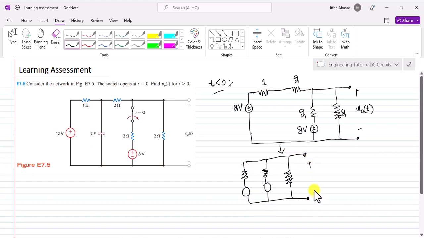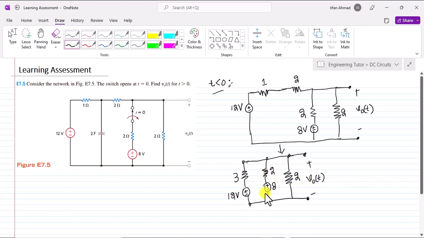This is plus minus V naught of t, this is the 2 ohm, this is again 2 ohm, plus minus 8 volts, this is the plus minus 12 volts, and 3 ohm. Okay, so that is the circuit, and what we have to do is calculate the value of V naught of t, which is across each and every branch connected in parallel here. Okay, so we have to find out the value of V naught of t.